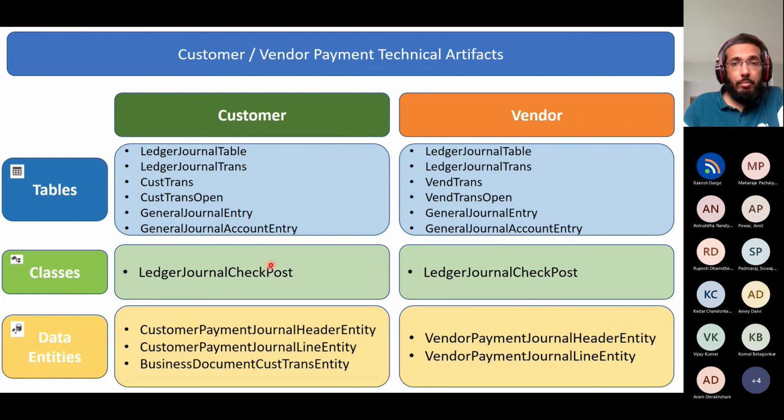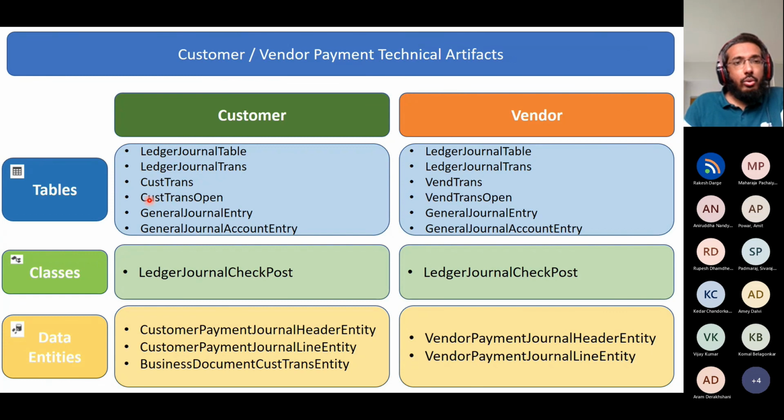Yeah, so the next part is the payment part, from the customer or payment to the vendor. For that purpose, we normally have these tables, ledger journal table and ledger journal trans. This is similar to your sales table and sales line. It holds the information, but it's actually not the financial transactions that you foresee. Then once you post these journals, you actually impact your customer transactions with a payment record.